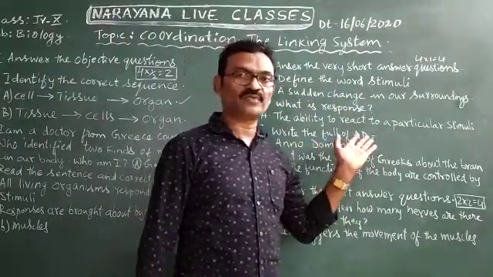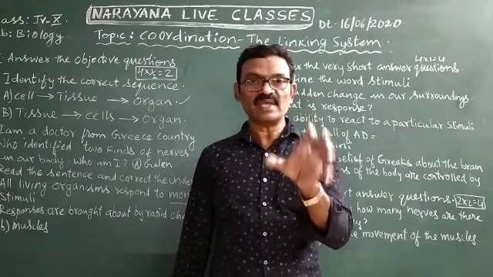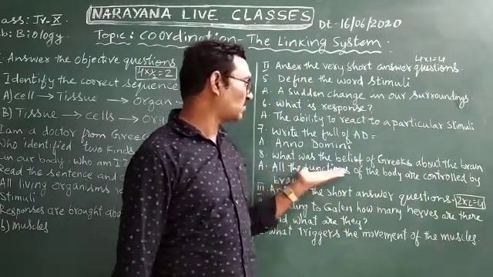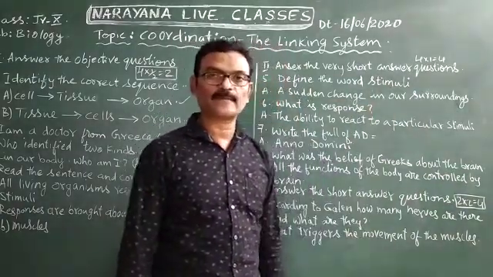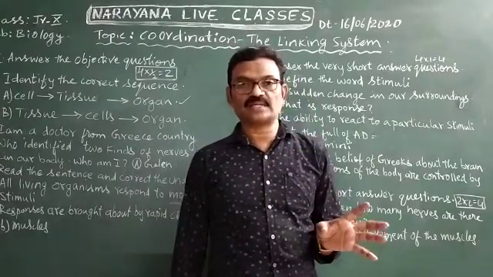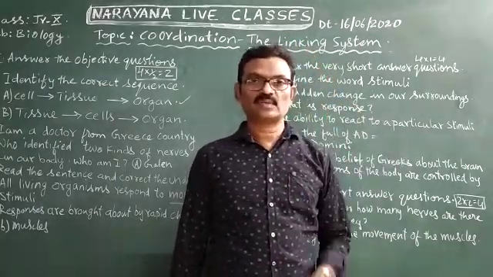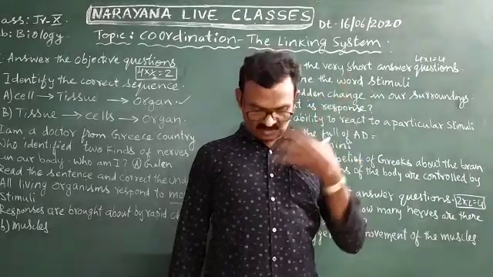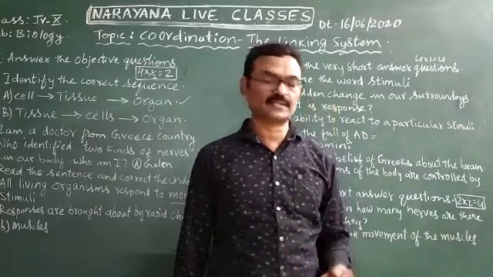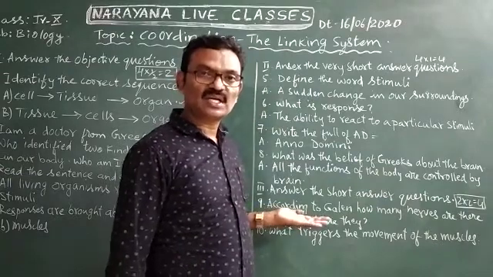Next, write the full form of AD. AD means Anno Domini, which means in the year of the Lord. Next, what was the belief of Greeks about the brain? Greeks thought that the brain controls all the functions of the body. They thought that all the functions of the body are controlled by the brain. That was the belief of Greeks. Later, that belief changed. Now let us observe the ninth question.